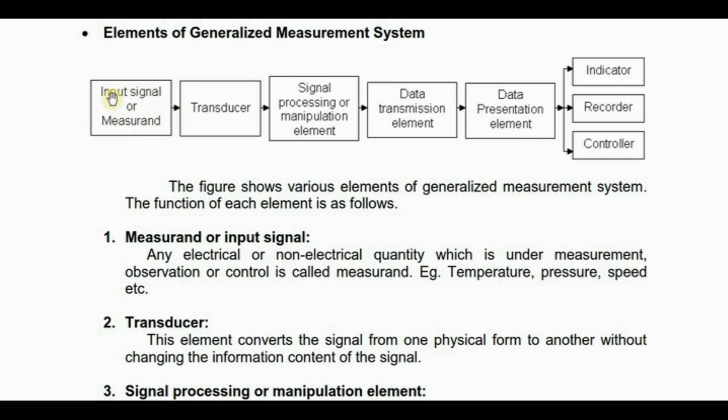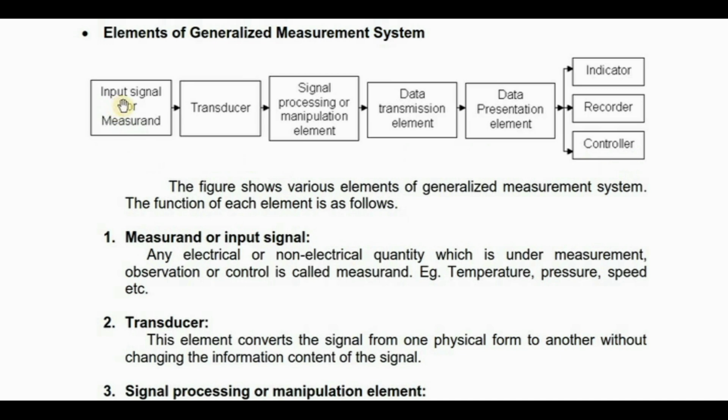Next, we give that input signal, that unknown parameter, to the transducer. Next, after the transducer, it passes through the signal processing or manipulation element. Next, it is given to the data transmission element, then passed to the data presentation element, and then it is presented either in the form of an indicator or to a recorder, or it is passed to the controller. Now let us see the function of each and every block.